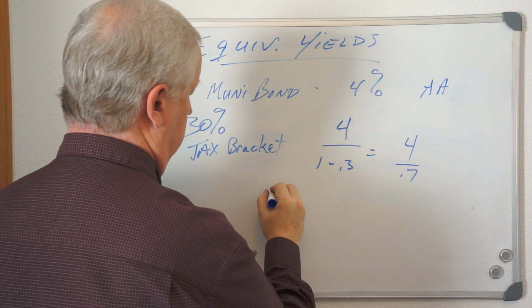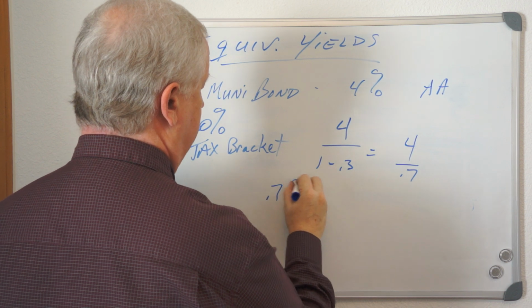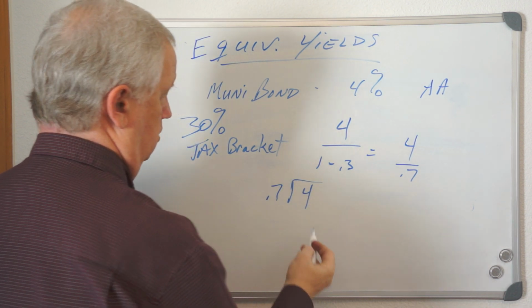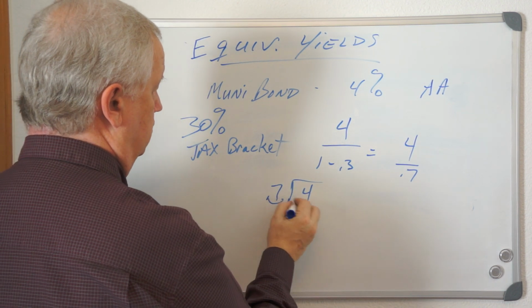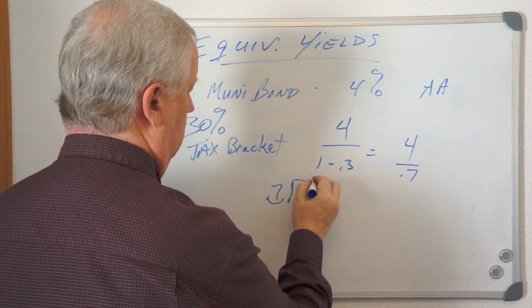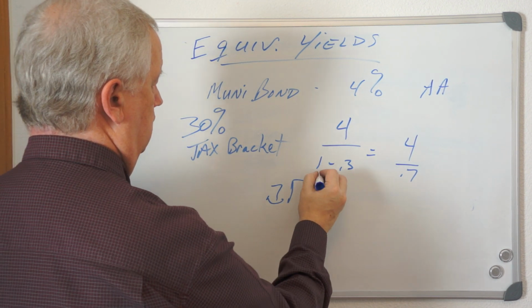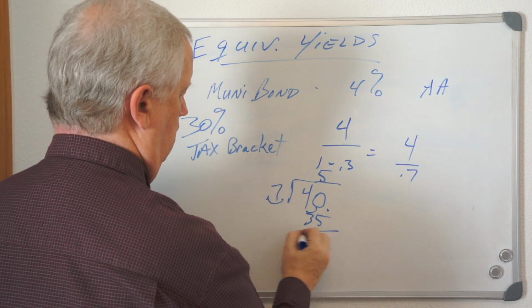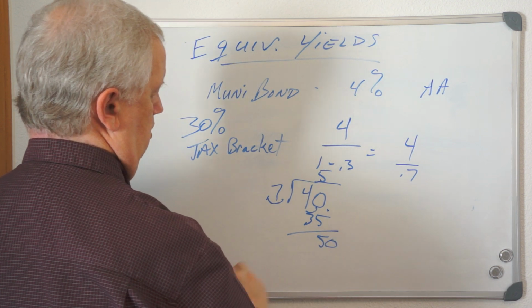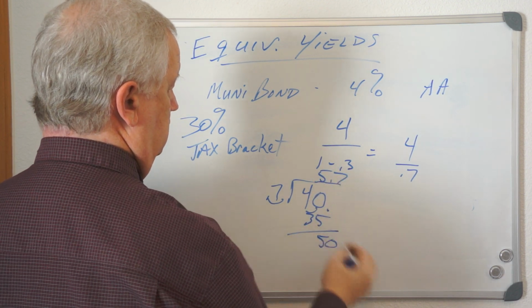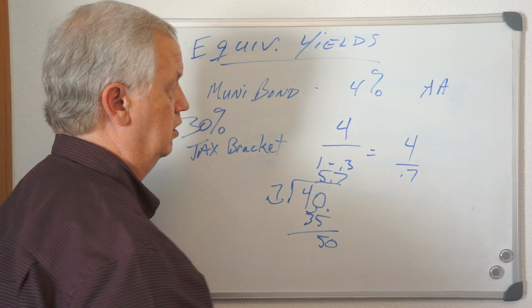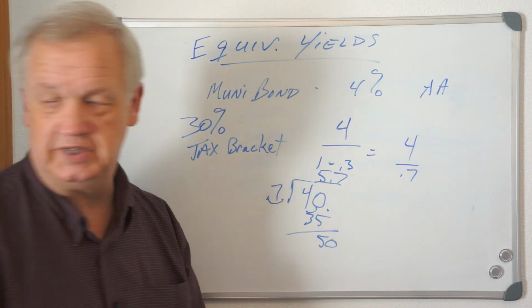Okay, so there's the math. 0.7 divided by 4. Or 4 divided by 0.7. Move the decimal, move it over. What do we got? So about 5.7%. 5.7%, what's that telling me?